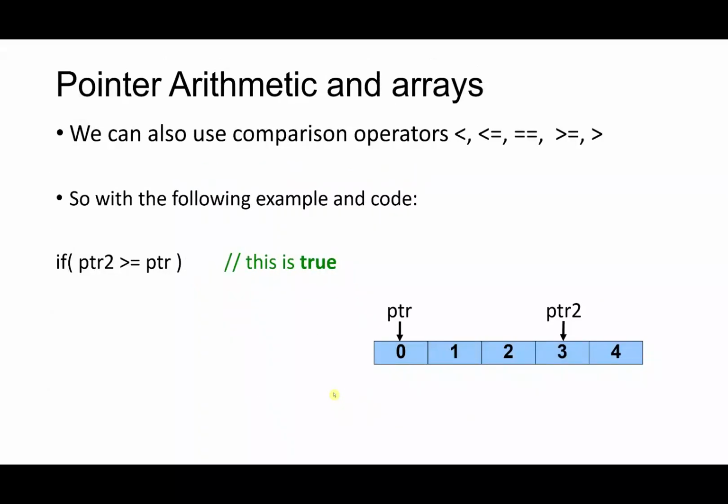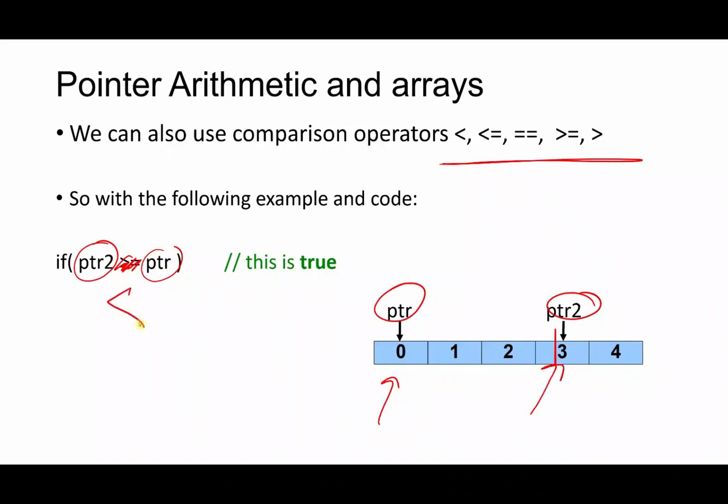So pointer arithmetic and arrays, this is the last thing we are going to talk about in this lecture. We can also compare pointers using these operators. So you can say which one is advanced, which one is ahead of the other. Is pointer 2 greater than or equal to PDR? Pointer 2 is pointing at this point and PDR is pointing at this one. This is true. If we are saying, for example, less than, this is false. If we're saying those are pointing to the same location, equal, this is false, and so on.